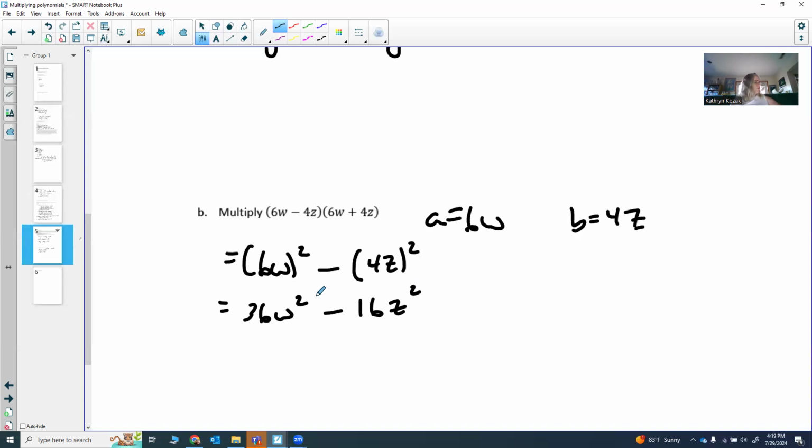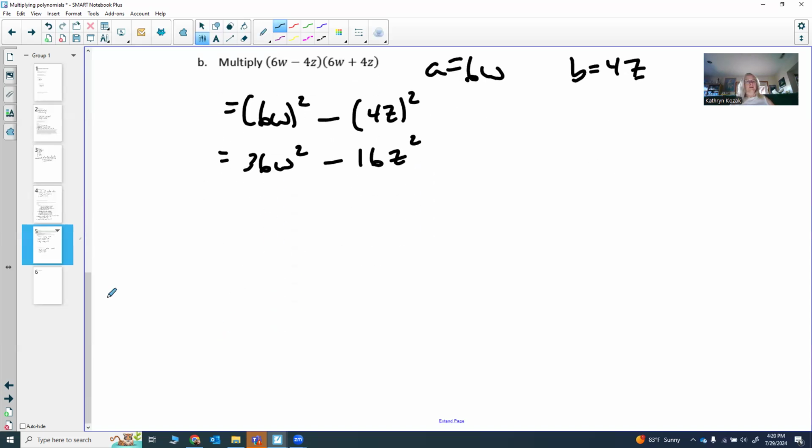Again, you can just multiply these out, though realize that the square means that you are multiplying the expression by itself. So think about what that is, but you can do them other ways.